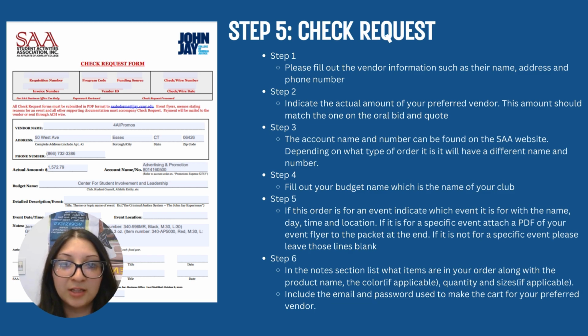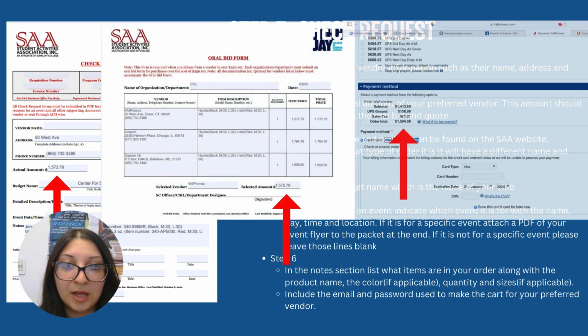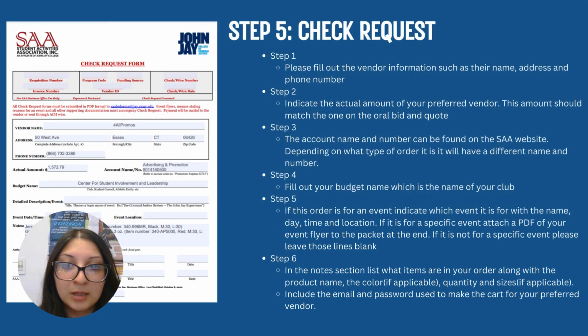Step 5 is filling out the check request. You should first fill out the vendor information, such as their name, address, and phone number. Indicate the actual amount of your preferred vendor. This amount should match the one on the oral bid and the quote. The account name and number can be found on the SIA website. Depending on what type of order it is, it will have a different name and number.